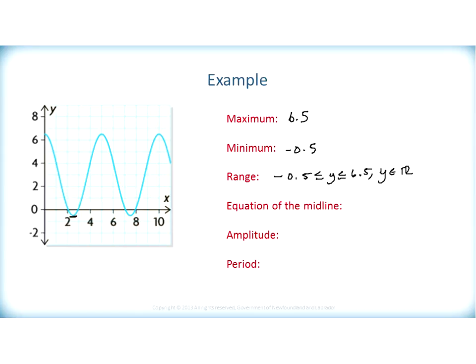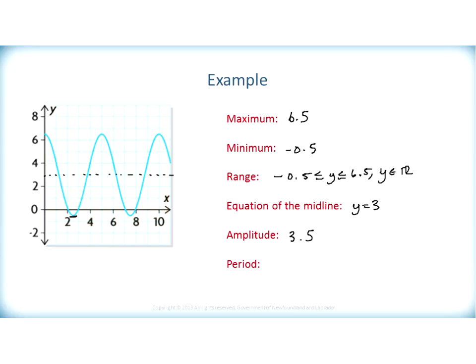So our midline is halfway in between our max and our min. This would give our midline to be 3. I'm just going to check to make sure. I have 1, 2, 3, 3.5 units to the minimum, and 1, 2, 3, 3.5 units to the maximum. So it is y equals 3, and our amplitude is 3.5.